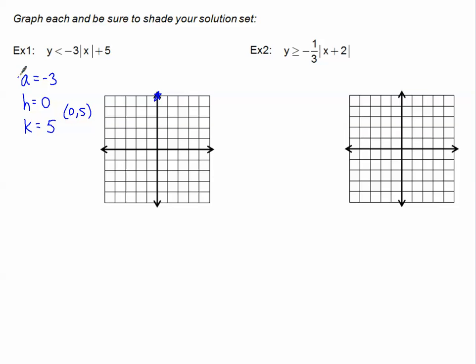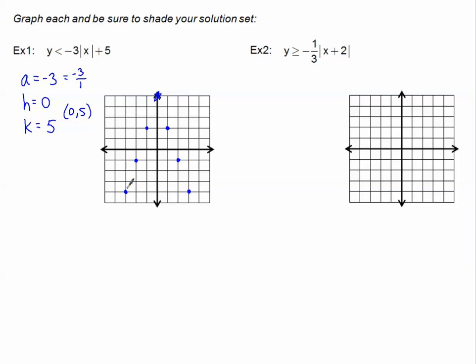And then from there, with absolute values, I get to use this value of a as a slope, at least on the right side. So since a is -3, I can think of that as -3 over 1. So from my starting point, I go down 3 and right 1, down 3 and right 1, down 3 and right 1. And I'm going to do the exact mirror image symmetry on the left side. So down 3, but left 1, down 3, but left 1, down 3, but left 1.